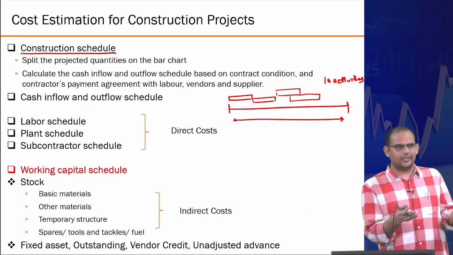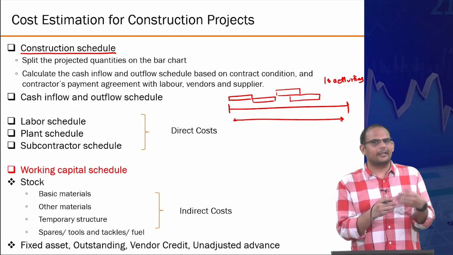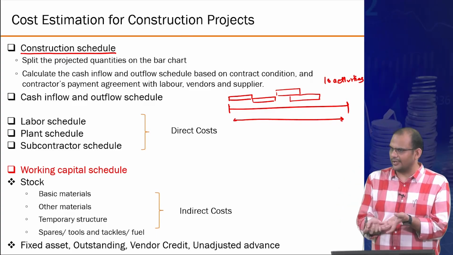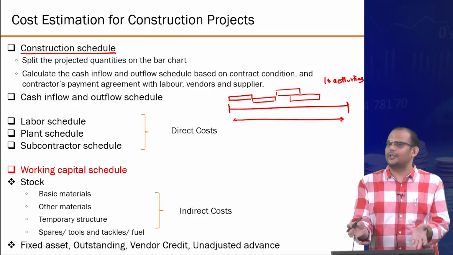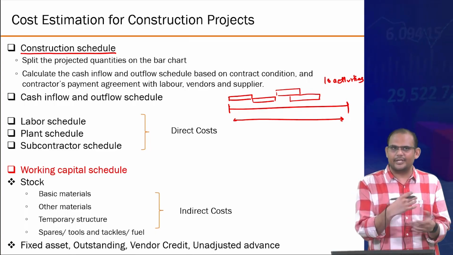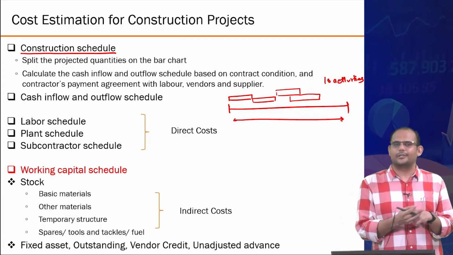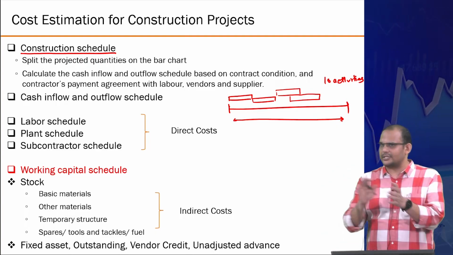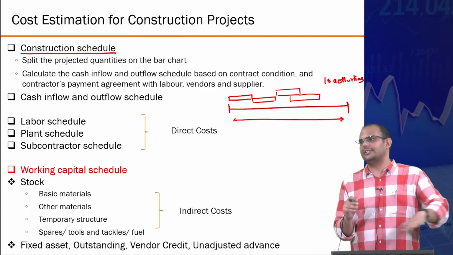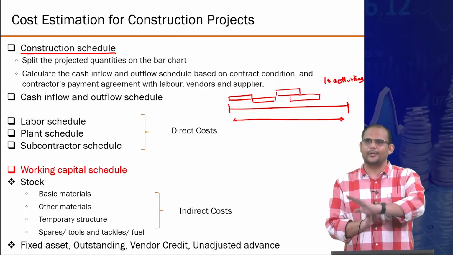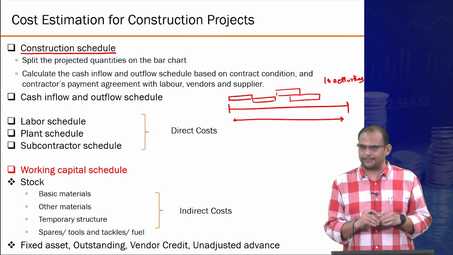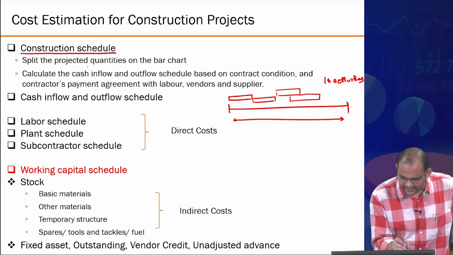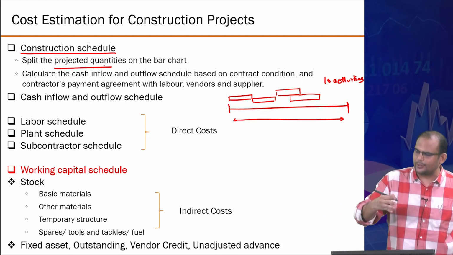And this information you can use to create the cash flow, right? Essentially, what is cash flow? This is only cost. The other side of the cash flow is your payment: how much your client is paying you, at what intervals, how much money. That's a different formula. But essentially, the cost side of the cash flow, you can estimate using this fundamental principle. Clear? Okay. So, essentially, you split the projected quantities into a bar chart form.